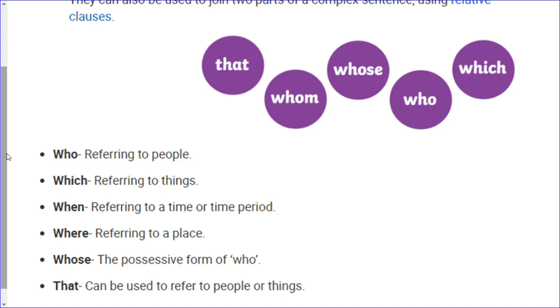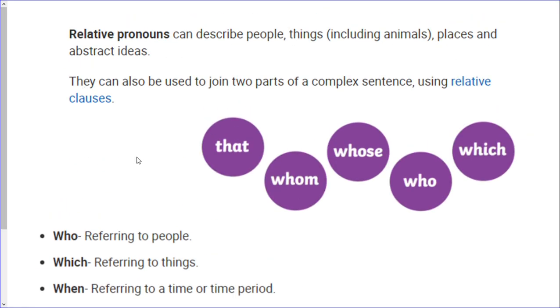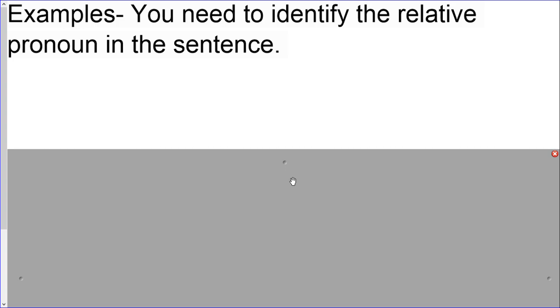So you would use who if you are referring to a person. You would use which if you are referring to a thing. You can use when if you are referring to a time or a time period. Where when you are referring to a place. Whose, which is the possessive form of who. And that can also be used to refer to people or things. So that could be used instead of who or instead of which. And it's really important that you know which one to use. So you can have a look at a couple of examples now.